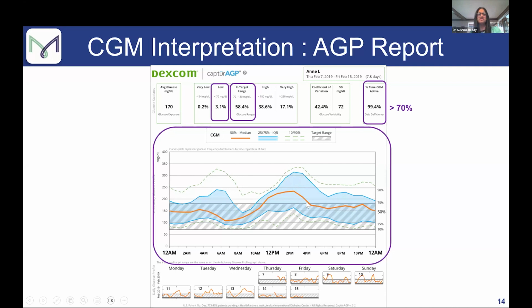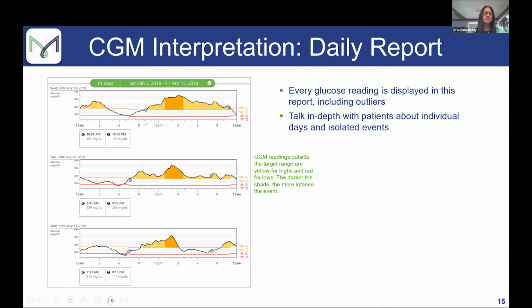Then you want to dive into each day. And this is a daily report. So here's day by day. Here's again the glucose, time of day. And then you can see where it's high in the orange. You can see where the patient has put in some events or checked. And so then you can start to go into further detail with the patient.